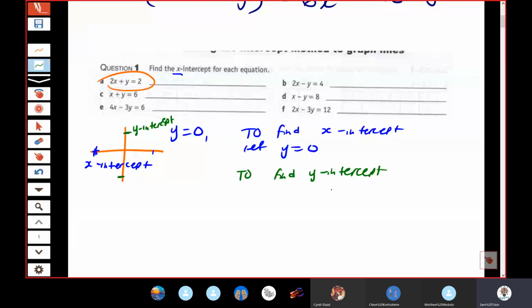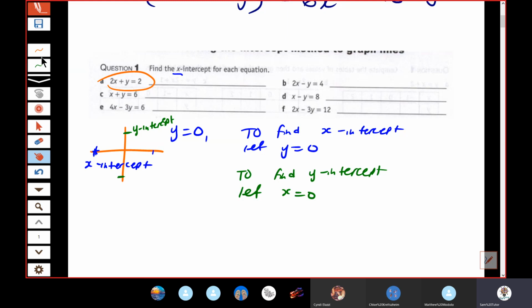To find the y-intercept, you would let, what do we reckon? X equal to 0. So you can see it's the opposite. If you want to find your y-intercept, you have to let x is 0. To find the x-intercept, you're going to let y equal to 0. So please write that down. To find x-intercept, let y equal to 0. To find y-intercept, you let x equal to 0.